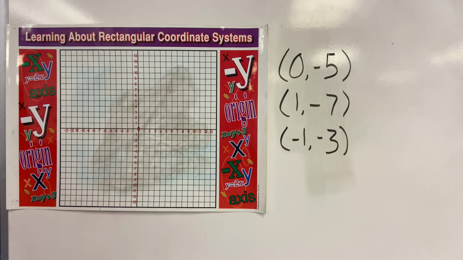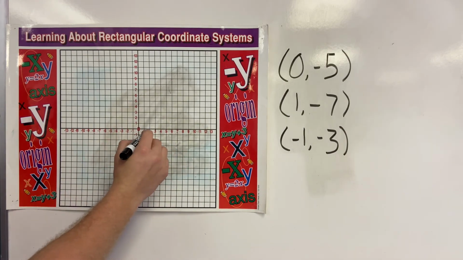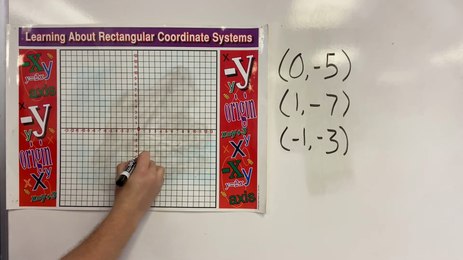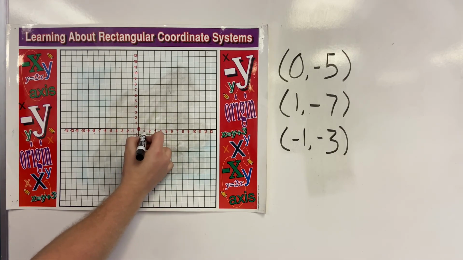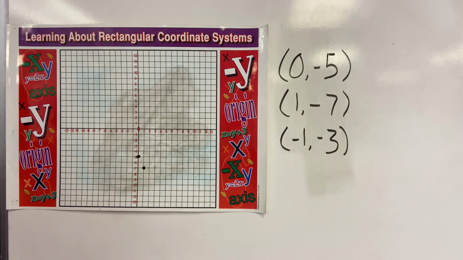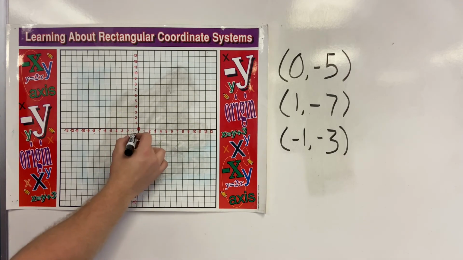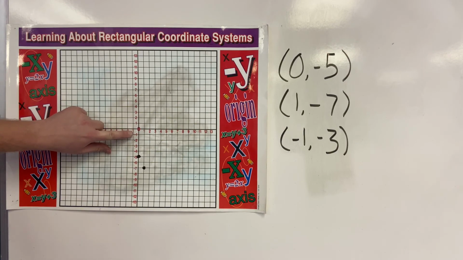And the first thing we do, just like we did in the last example, is we have to graph these 3 points. So let's start with (0, -5). That first coordinate of 0 tells me I'm not moving left or right any at all, but I am going down to -5. Next we have (1, -7), meaning we're starting at the origin, moving over to the right 1, and then down to -7, or down 7 spots. And then the last ordered pair, we're starting at 0, moving over to -1, and then moving down 3 spots, 1, 2, 3.